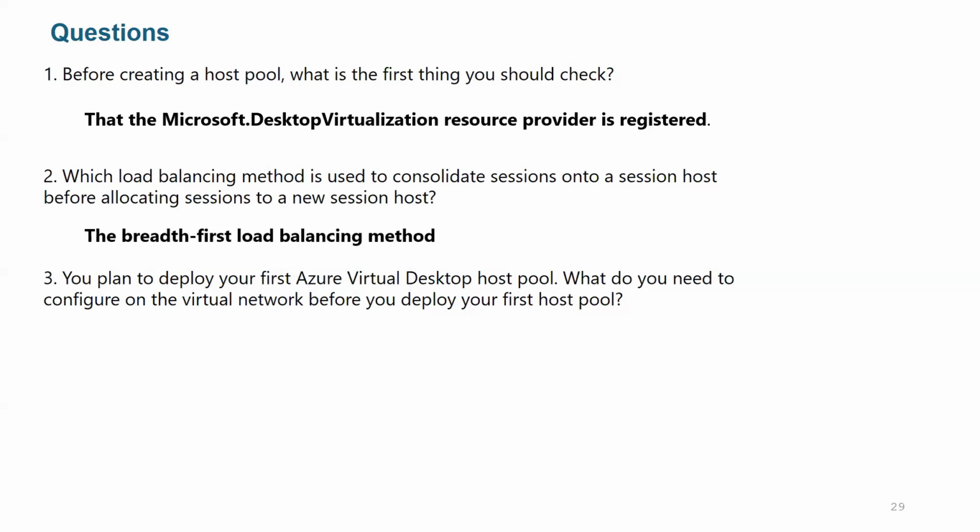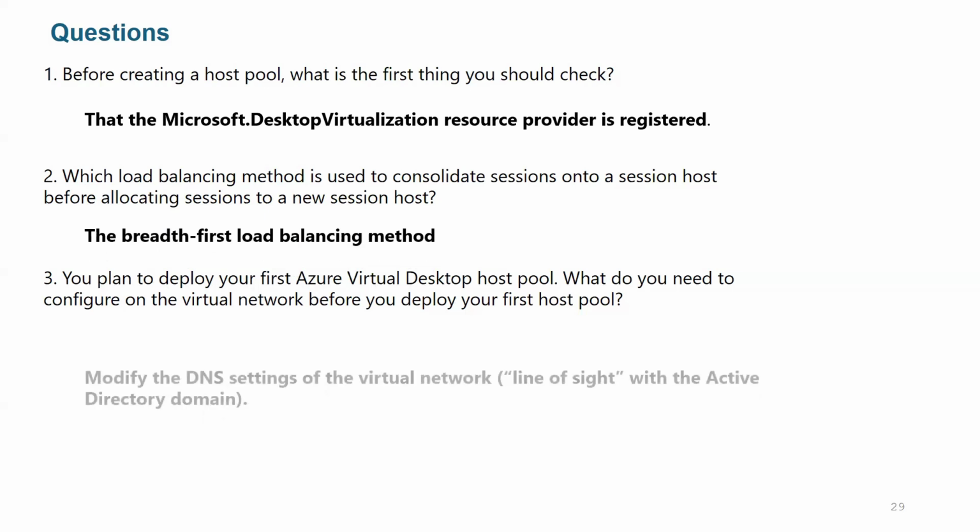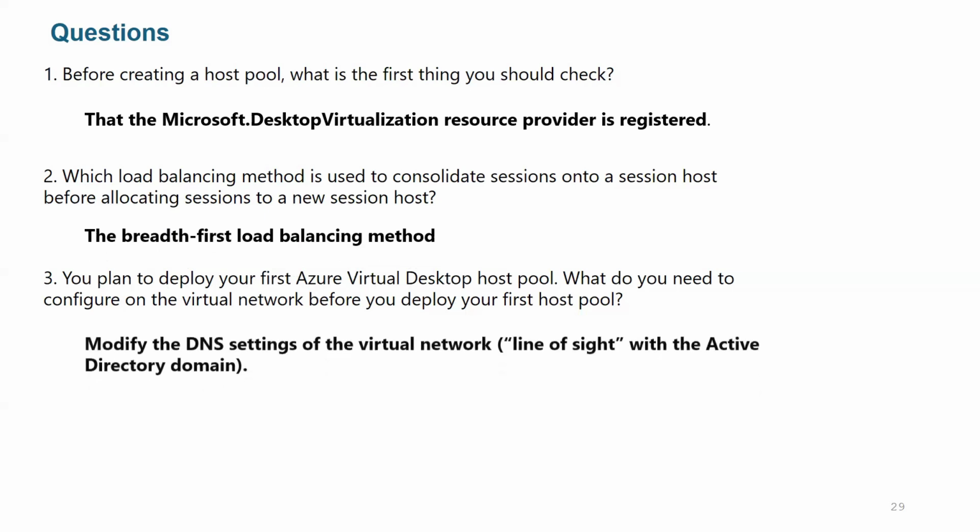Okay. You plan to deploy your first Azure Virtual Desktop host pool. What do you need to configure in the virtual network before you deploy the first host pool? Right. So that we have to modify the settings on the virtual network in line of sight to the Azure Active Directory domain. Otherwise, the machine will not be domain joined, and it will not communicate with the Active Directory and DNS. Okay. That is what we have already modified.